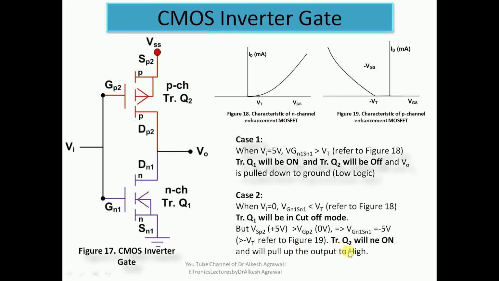high logic output. So we can see this whole configuration is acting as an inverter gate, which consists of an N channel enhancement MOSFET and a P channel enhancement MOSFET. The second thing you have to remember is, here the drain is connected to the drain. So the drain of the P channel is connected to the drain of the N channel. Here the gate is connected to the gate, and the source of transistor Q1 is grounded, and the source of transistor Q2 is connected to the supply. So this is the connection of a CMOS inverter.